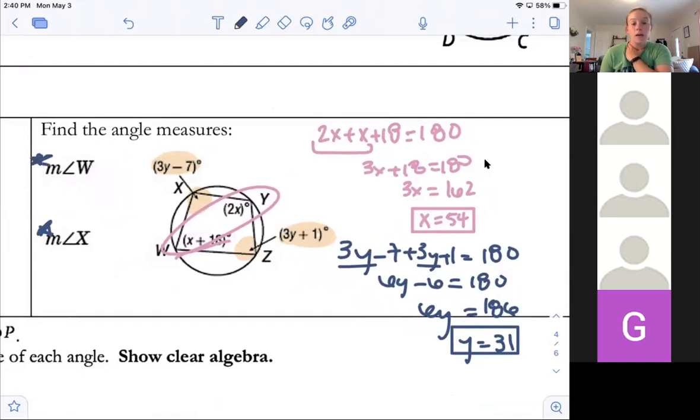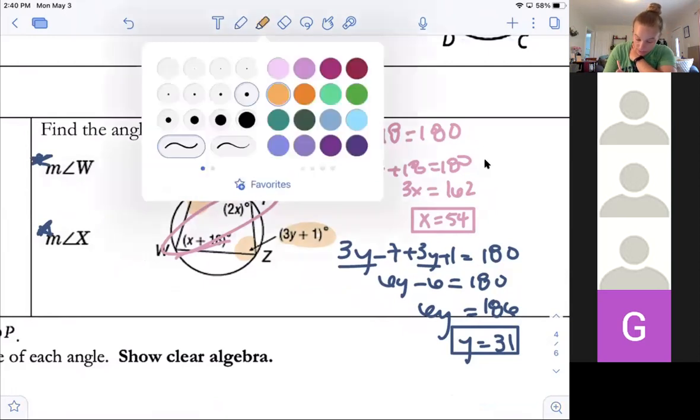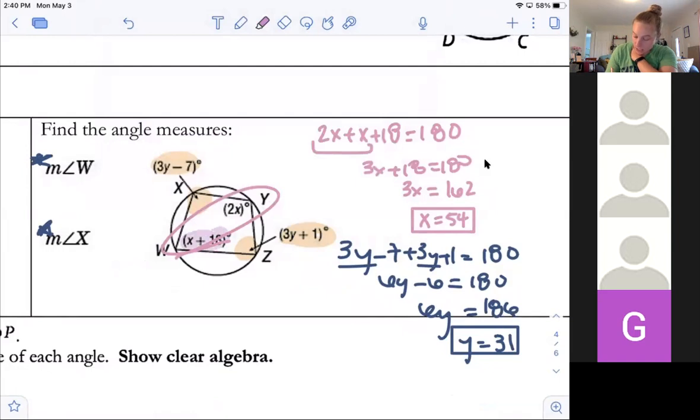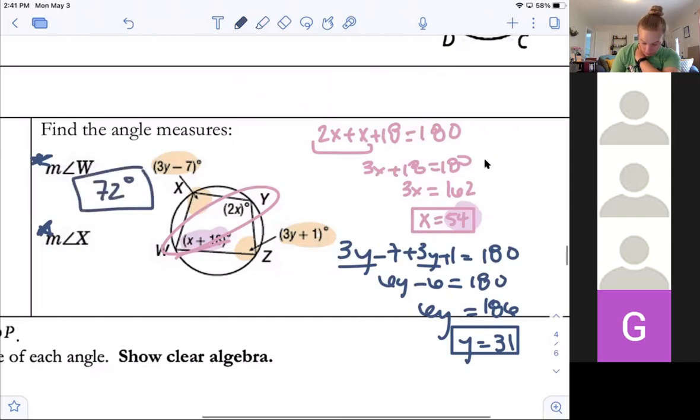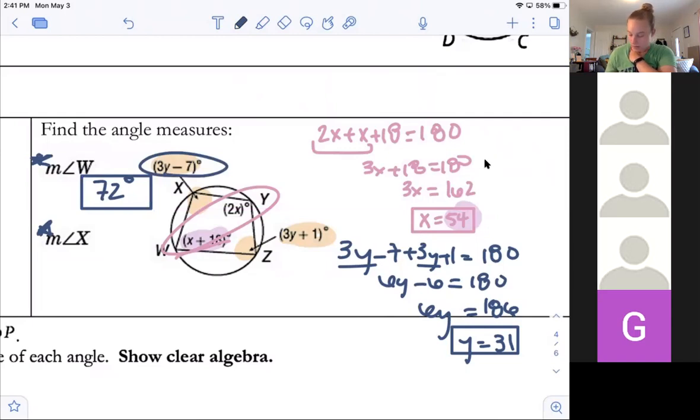All right, so to find W, I'm just going to do x plus 18, because that's what the expression for W is. So that's 18 plus 54, which gives me 72. And then it also says find the measure of angle X, which is 3y minus 7. So 3 times 31 minus 7. 3 times 31 is 93, and then minus 7 is going to be 86.